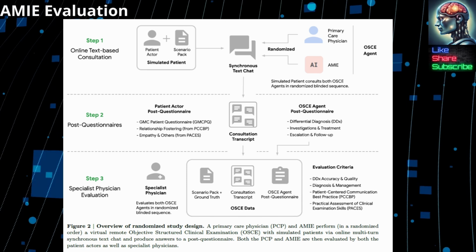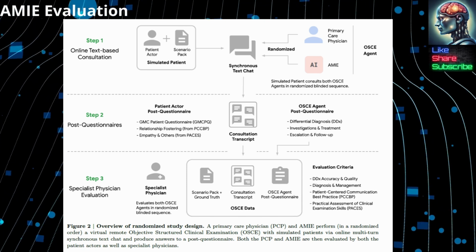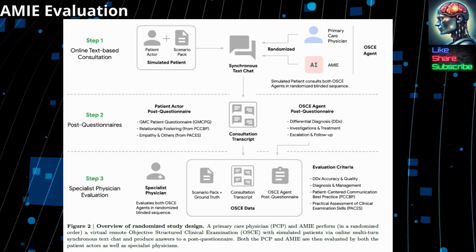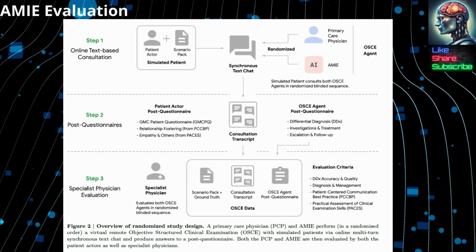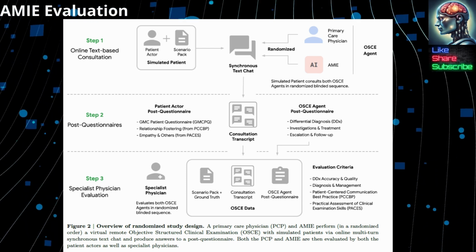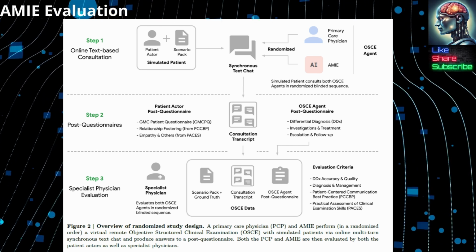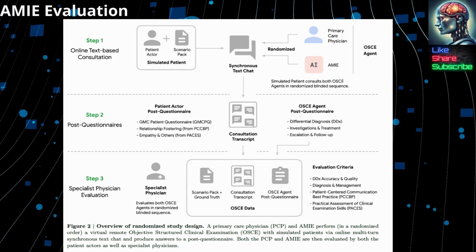The post-questionnaire for the OSCE agent asked for a ranked differential diagnosis list with a minimum of 3 and no more than 10 conditions, as well as recommendations for escalations to in-person or video-based consultation, investigations, treatments, management plan, and the need for a follow-up.